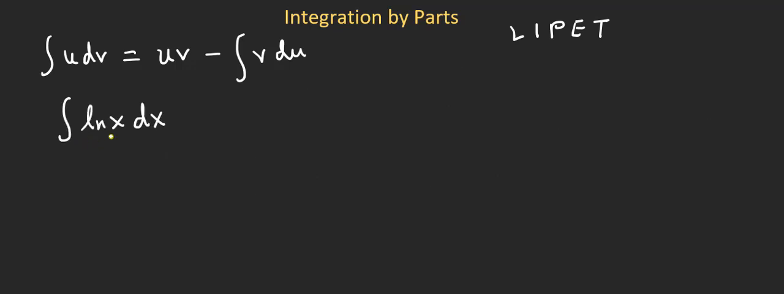Now what about the integral of natural log of x dx? Well, let's follow the acronym. Do we have a natural log? We do. So you let u equal natural log of x. Then automatically dv becomes just dx. What is our du?